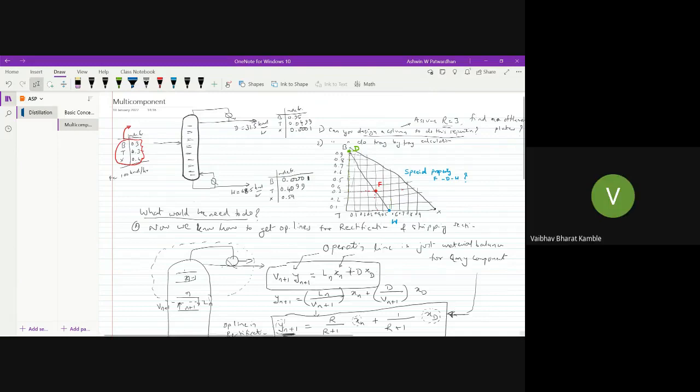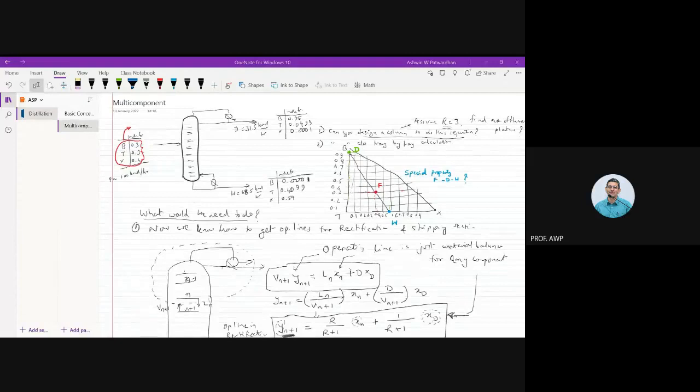Listen to the question. What is the simplest thermodynamic model? Raoult's law. Vaibhav, have you understood the question? Constant relative volatility. Relative volatility can be 25, or relative volatility can be 1. If relative volatility is 1, it is definitely not the simplest thermodynamic model.